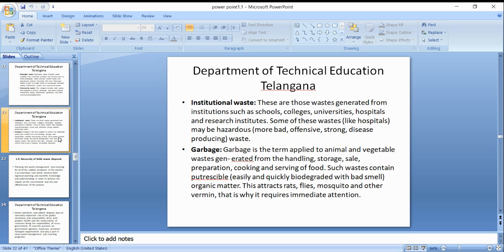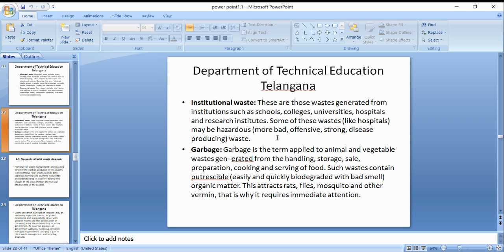Next comes institutional waste. In universities and schools, we will throw some papers and have some waste covers, and mostly chalk dust. And research institutes, majorly in the hospitals and the research institutes.